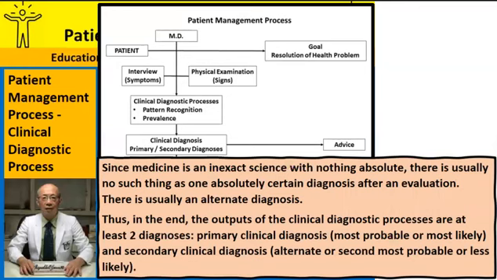Since medicine is an inexact science with nothing absolute, there's usually no such thing as one absolutely certain diagnosis after an evaluation. There is usually an alternate diagnosis. Thus, in the end, the outputs of the clinical diagnostic processes are at least two diagnoses: the primary clinical diagnosis, which is the most probable or most likely, and then the secondary clinical diagnosis, which is the alternate or the second most probable or the less likely diagnosis.